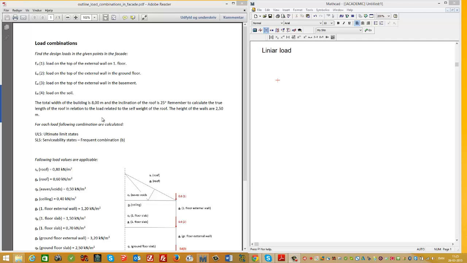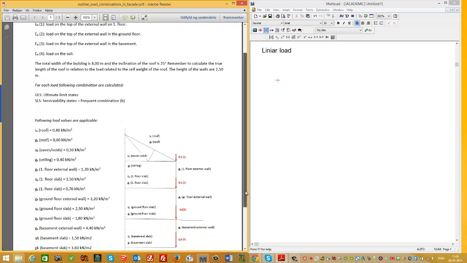Yes, now I'll show you how you can find linear load. Because here in assignment 7 you need to convert the square meter load to linear load. So instead of kilonewton per square meter, it should be kilonewton per meter.